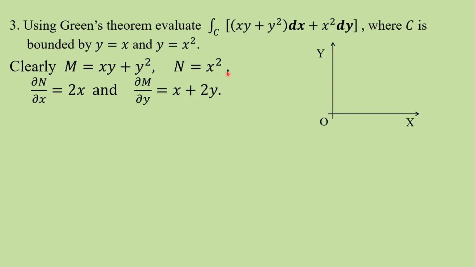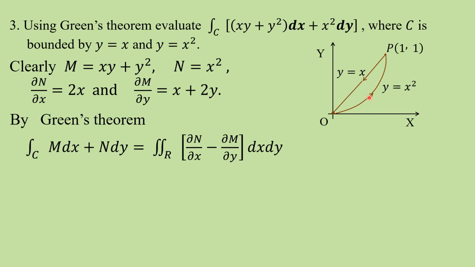Now I can identify the limits, since the curve is bounded by the parabola y equal to x square. Draw that parabola y equal to x square, symmetrical about the y axis and having its vertex at the origin, in the positive direction, and the line y equal to x, a straight line, passes through the origin. So this is actually a closed curve. Your path goes this way, O to P and then P to O. But instead of that, I can integrate using Green's theorem over the region R bounded by these curves.